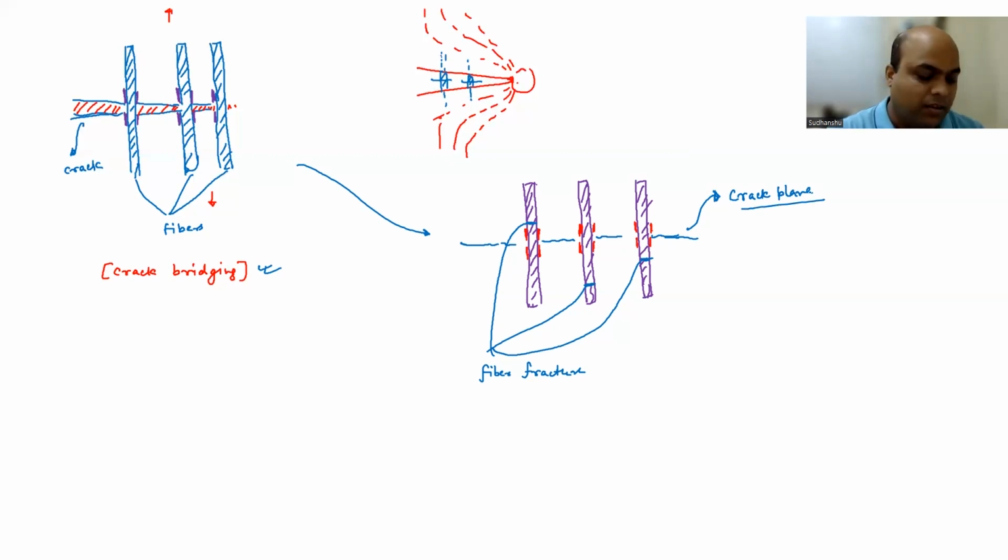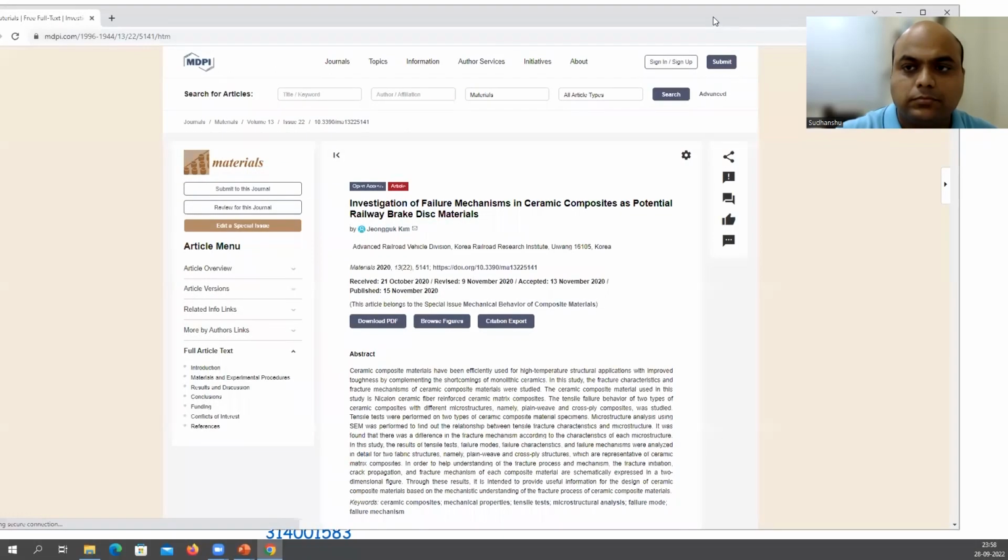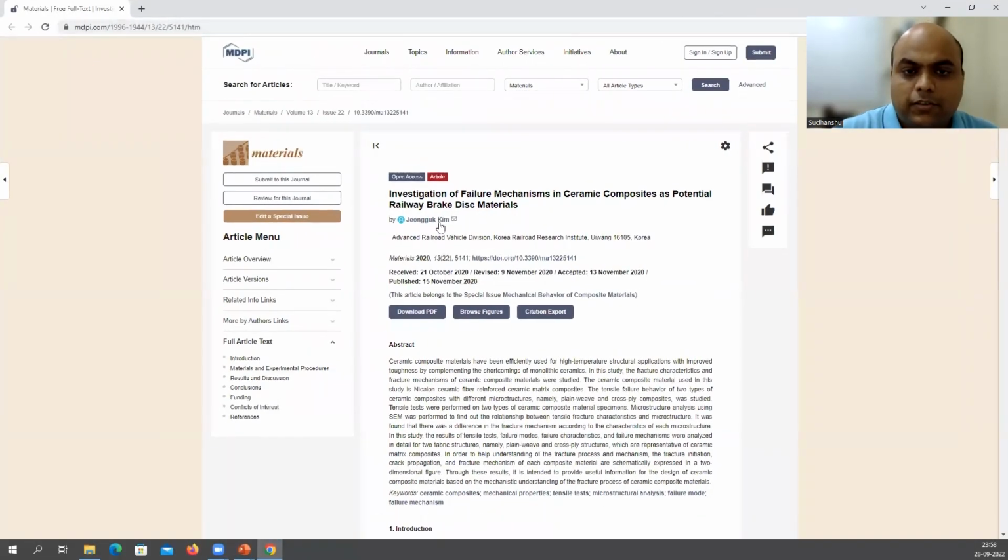Okay. So now let me show you some of the images. So the first one is for monolithic ceramic versus fiber reinforced CMCs. And then I will also show you the schematic of steps in the weak interface. Okay, and some SEM images of fiber pullout. So this is the paper by Kim, okay, in Materials 2020. This is the title of the paper.